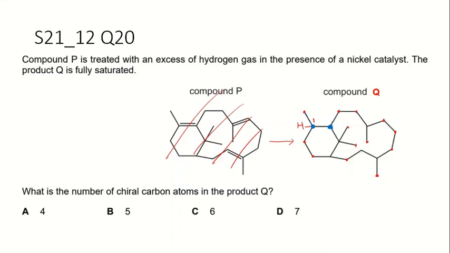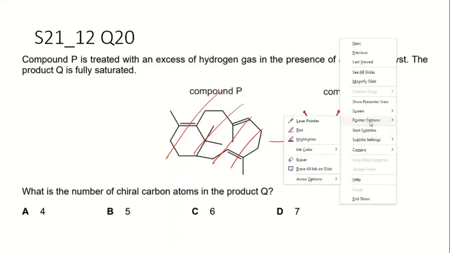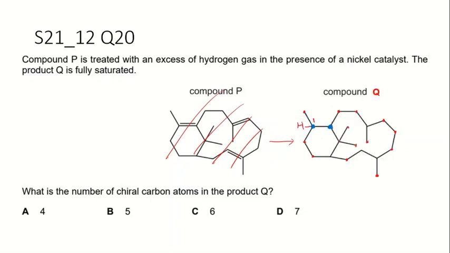Now let's look at this. Okay, now this carbon is not a chiral carbon because it is bonded to two CH3 groups, two identical CH3 groups. So this cannot be a chiral center. I'm going to label this as red color because it is not a chiral center.